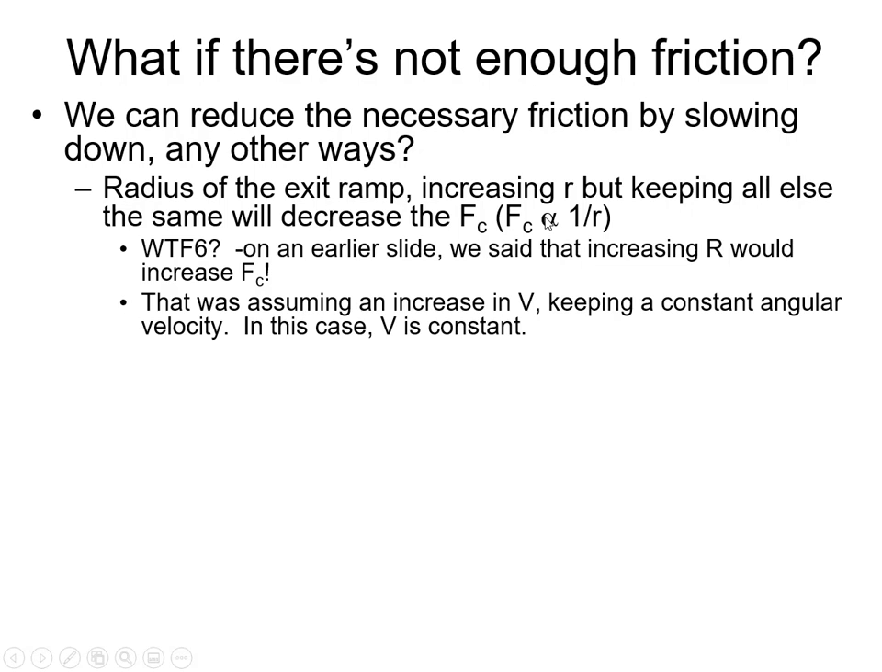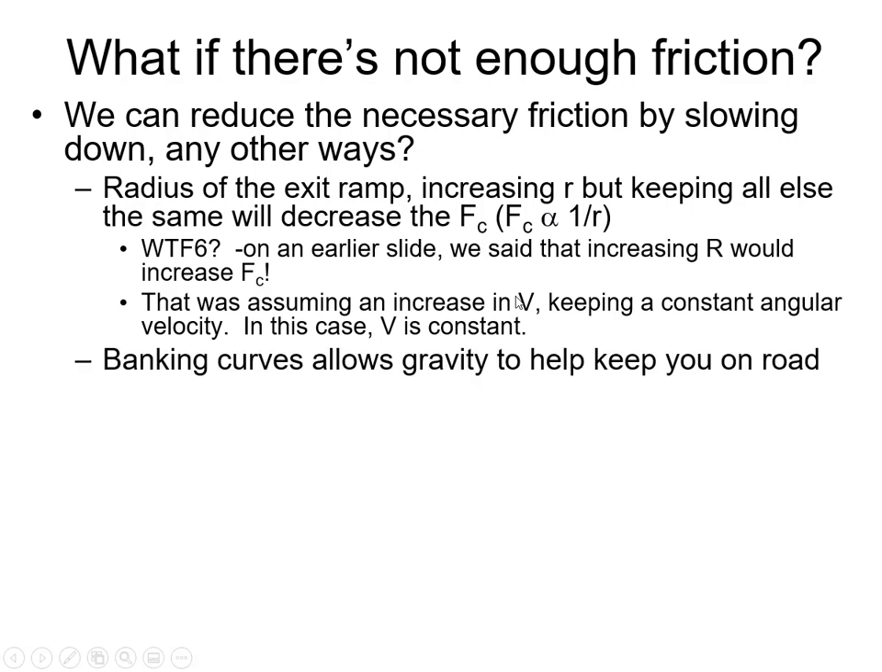exit ramp with a larger radius, we have a set tangential velocity. So a larger radius does not increase the tangential velocity. We're assuming a set tangential velocity. So that means increasing the radius will actually decrease the required force. Physics. Now, other things we can do would be banking curves.